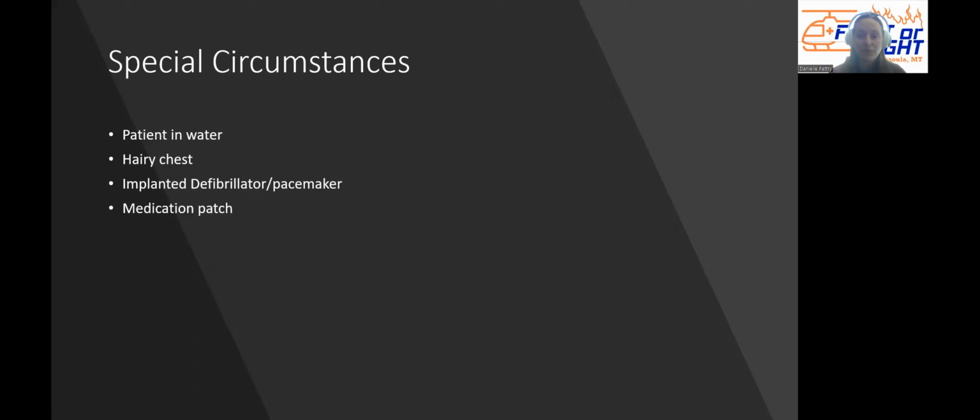If they wake up when you rip the pad off and pull the hair out, they were alive and they did not need the AED. Okay, they're not going to feel it.